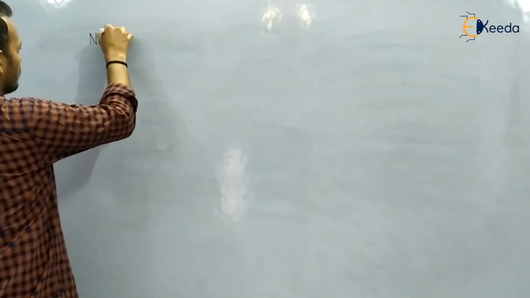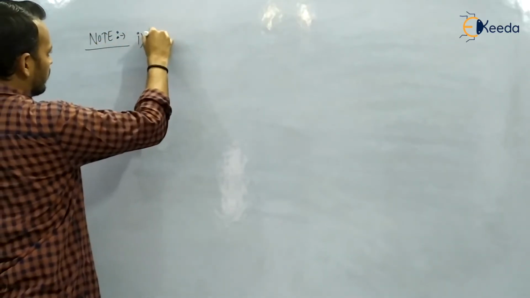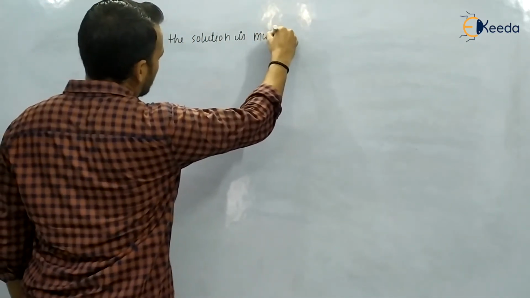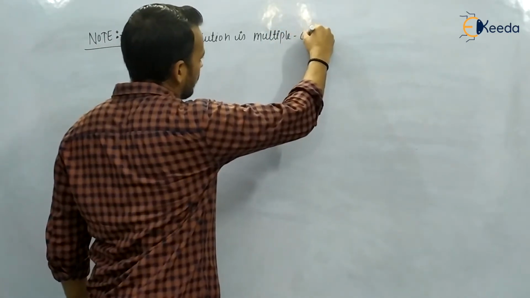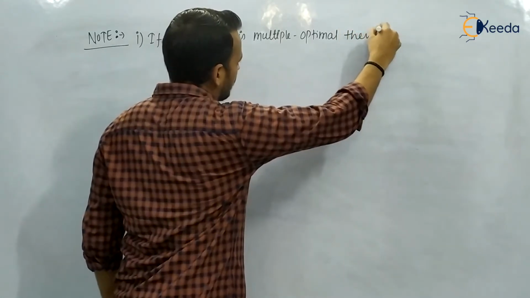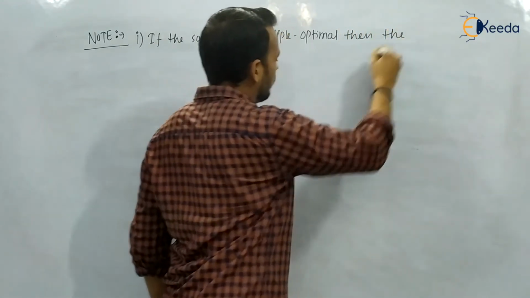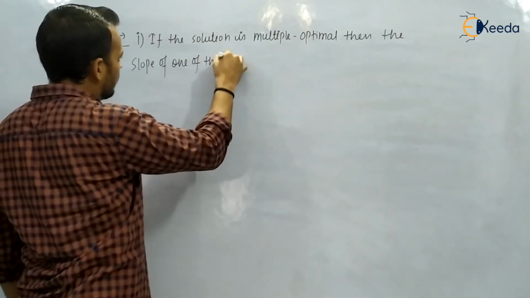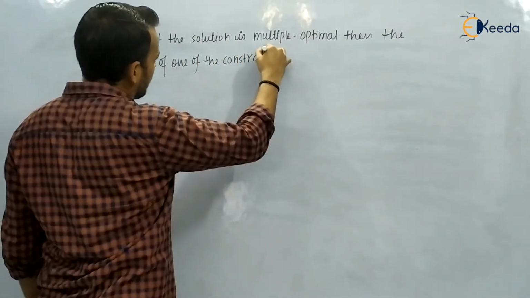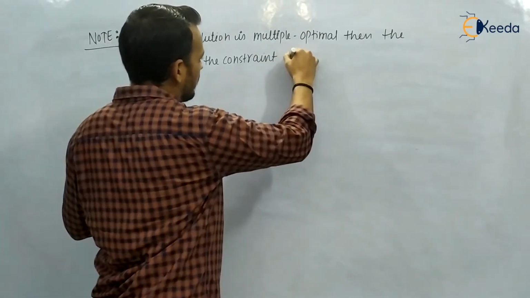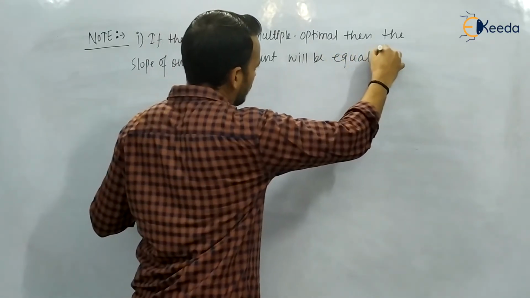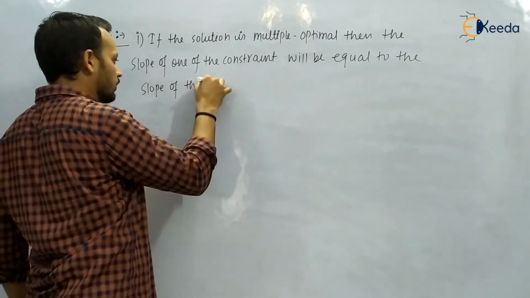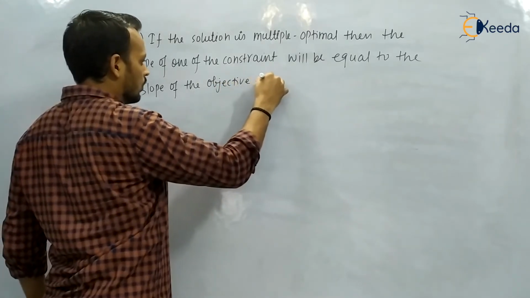Now you will write some notes. The first point says that if the solution is multiple optimal, then the slope of one of the constraints will be equal to the slope of the objective function. Okay, this is always true.